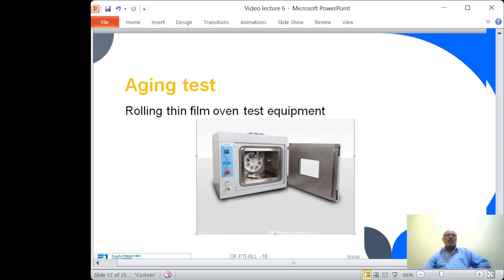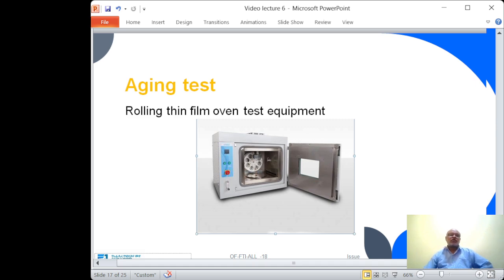The technicians carefully load the asphalt binder sample into the RTFO test equipment and set the parameters for temperature and pressure. The equipment then applies a rolling motion to the sample, mimicking the stress of traffic loads on the pavement. This is the equipment used for conducting the rolling thin film oven test. We put the sample here and rotate at a constant rate and specific temperature.